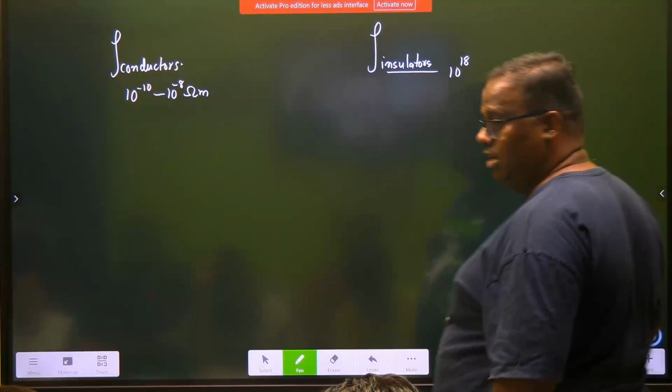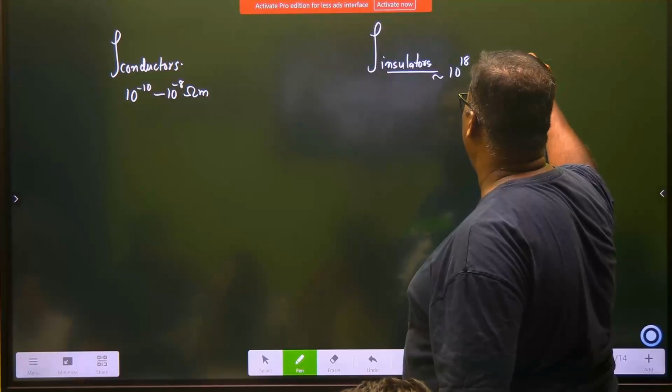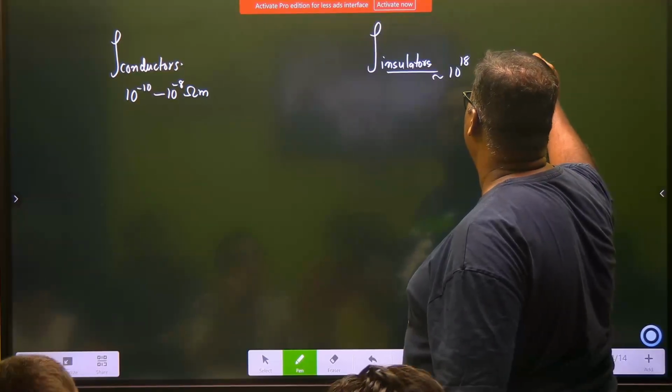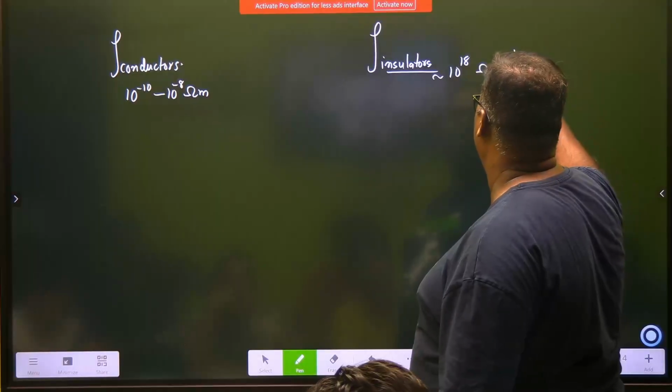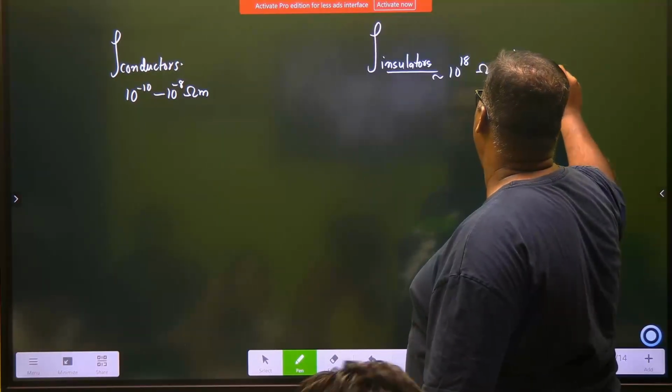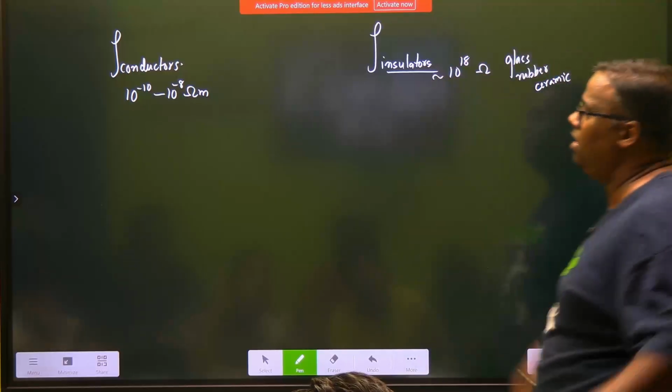It is very high, 10 to the power 18 around. So here what do we have? We have something like glass. That's why the screwdriver's back end is made up of glass, rubber, ceramic, and all these things.